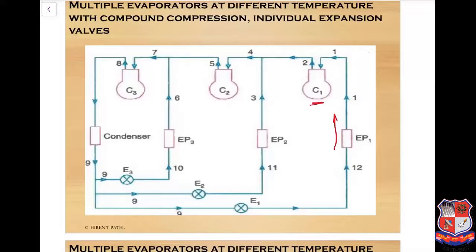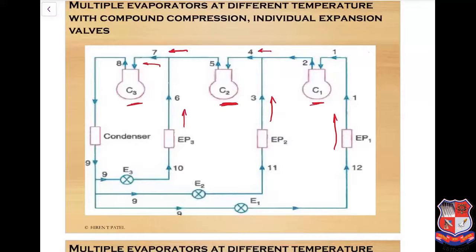C1, and that is mixed with the refrigerant coming out from evaporator 2, and then it is compressed in C2. This refrigerant after compression mixes with the refrigerant coming out from evaporator 3, and then after mixing they will be compressed in compressor 3 and then circulated through the condenser.